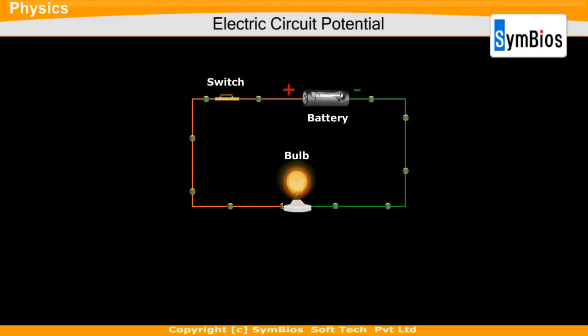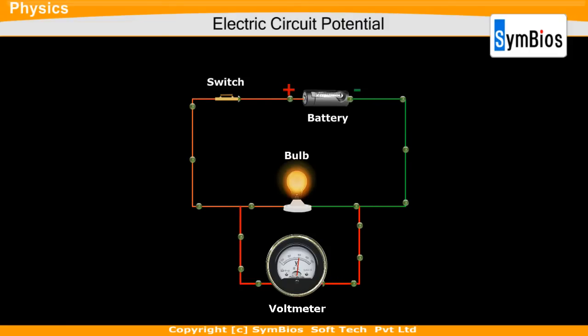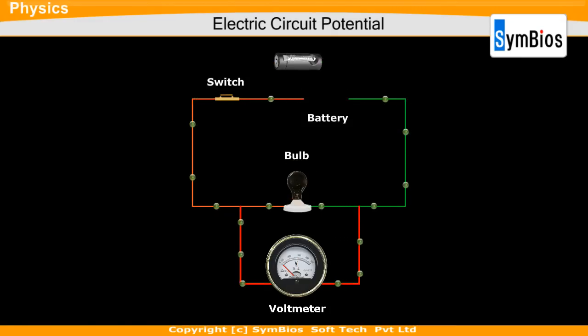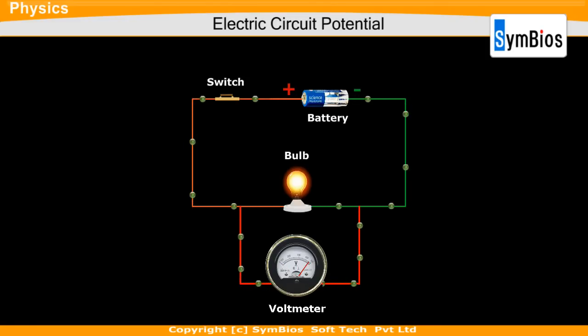Now let's connect a voltmeter to the circuit. A voltmeter is used to measure the potential difference. When the switch is closed, the pointer of the voltmeter deflects. Now let's change the battery connected to the circuit. We can see that when the battery is changed, a corresponding change happens to the reading in the voltmeter.